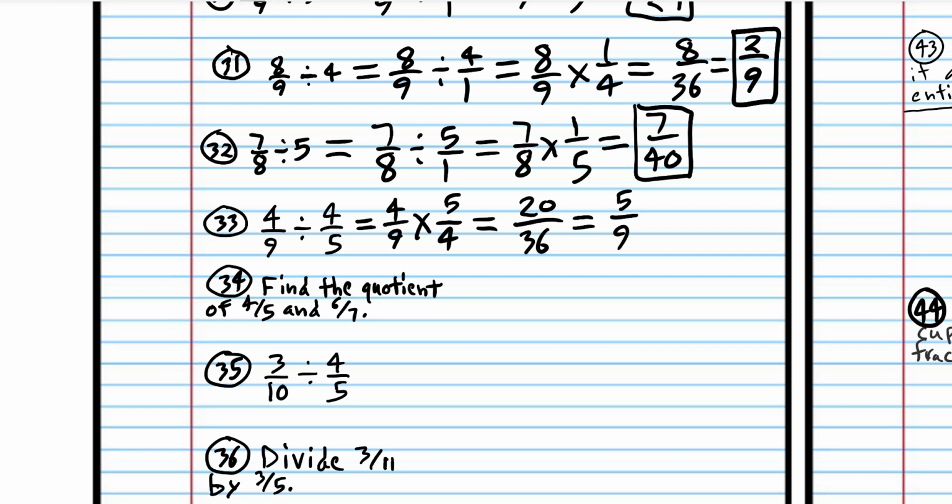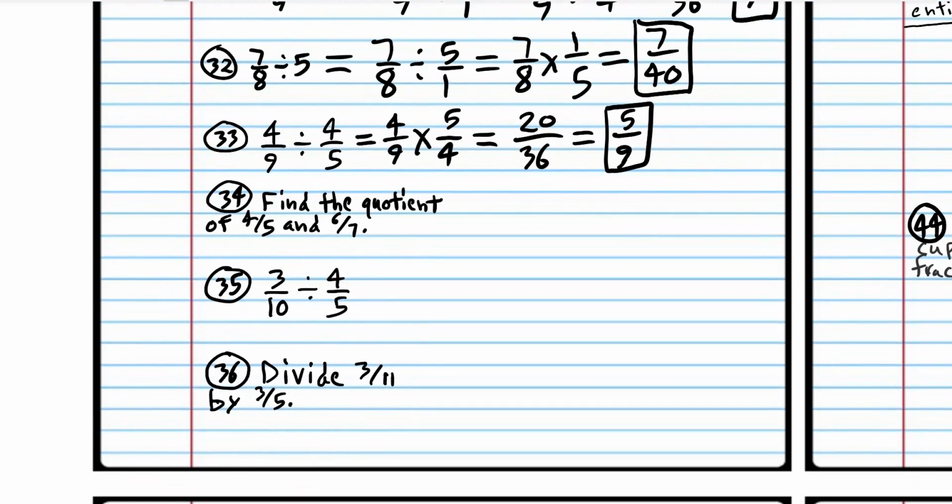All right, now another way that you could do that is by factoring and then canceling out the 4's and getting 5 over 9. But in this case, we know our multiplication facts, so that's not really necessary. Now, when we get to bigger numbers, it is going to be necessary.